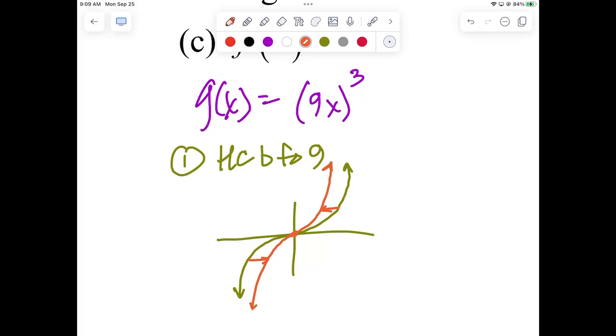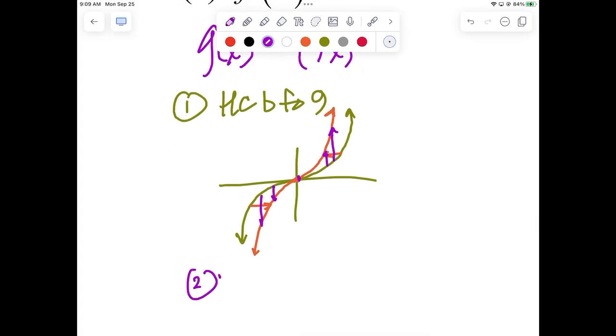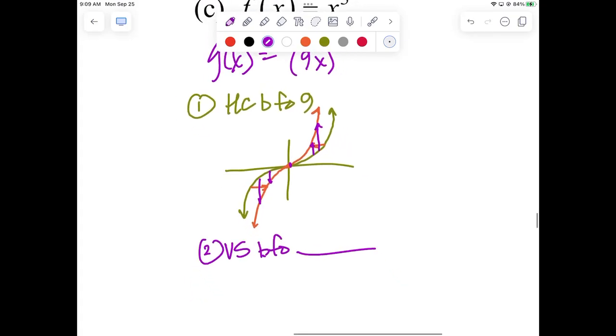Now, I claim that I can obtain that same graph not by horizontally compressing it by a factor of 9, but by vertically stretching it by some amount. I could do the same thing. 0 would stay the same. So this is equivalent to some vertical stretch by a factor of blank. Well, what do you think that factor is?